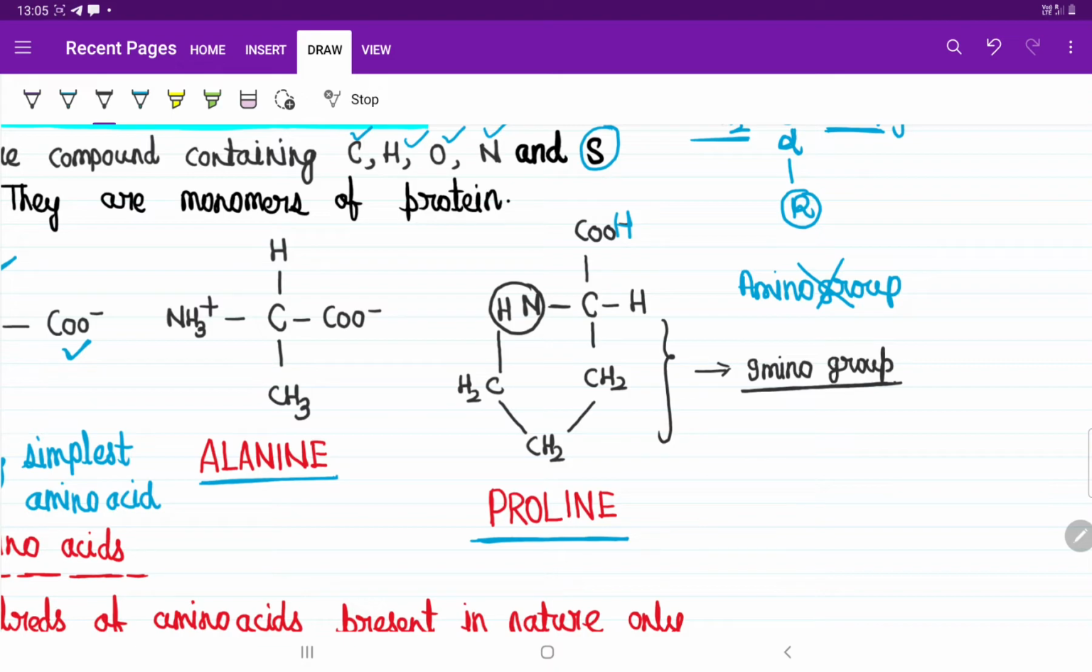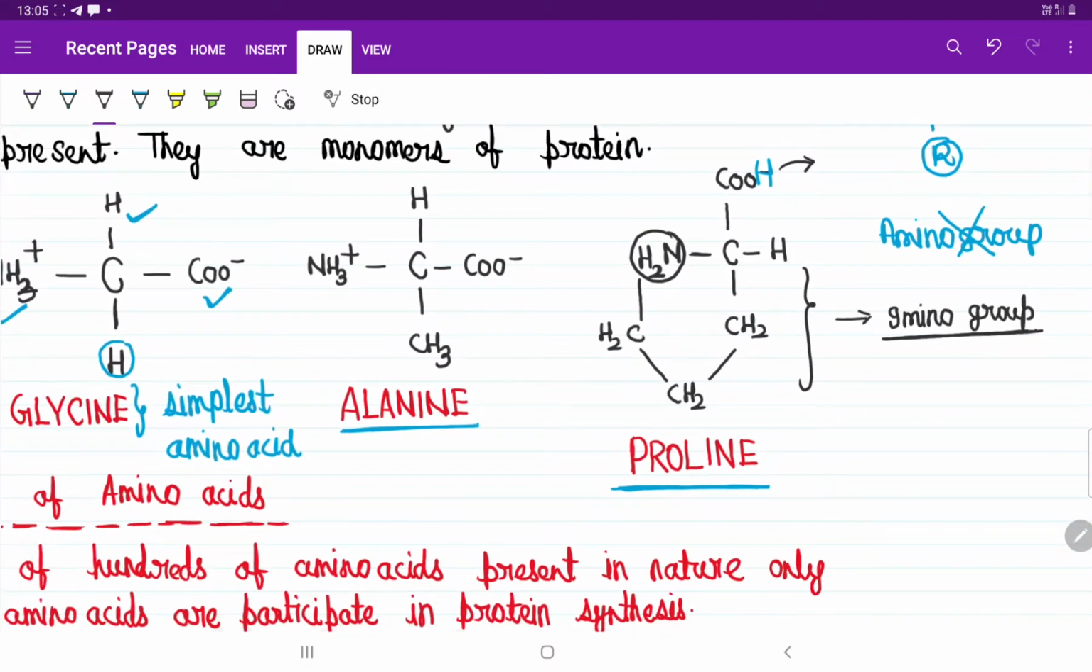At body pH, this carboxylic acid will lose its hydrogen. And this NH group, the nitrogen has a lone pair, that will accept one more hydrogen and become NH2 like that. So that's why initially I made it in ionized form. But I just want to say here that in proline, an imidazole ring is present, and an imino group is present. A primary amino group is not present here, but NH, that means a secondary amino group, is present.